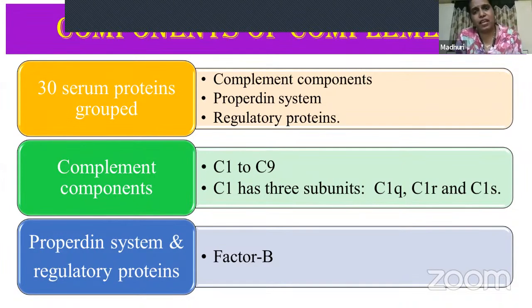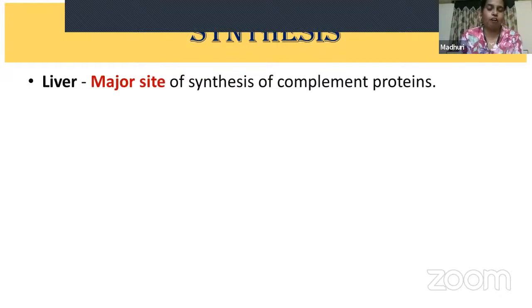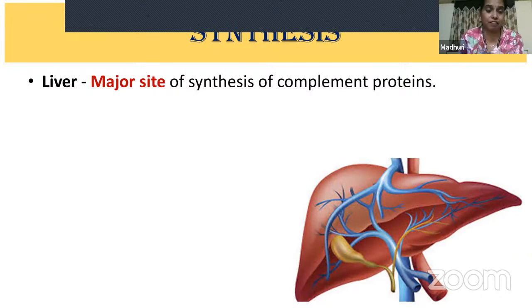Now, we've been reading about the complement components, and we should know where they are synthesized, right? We know that bone marrow is the main area where cells are synthesized. But where is complement synthesized? The major site for the synthesis of complement is the liver. Please do remember, the major site for the synthesis of the complement components, all those 30 different serum proteins responsible for the complement activation, is the liver. Liver is the major site.